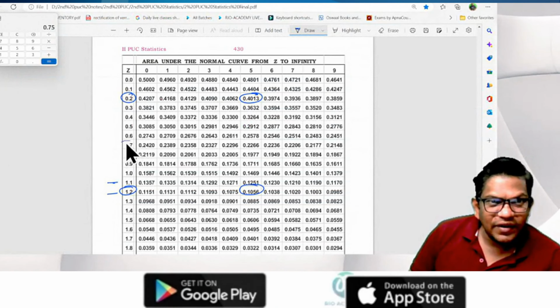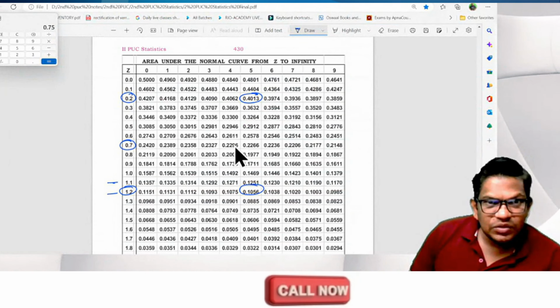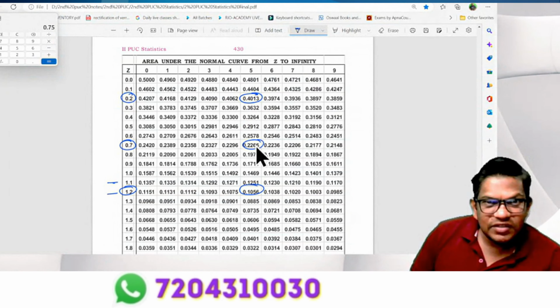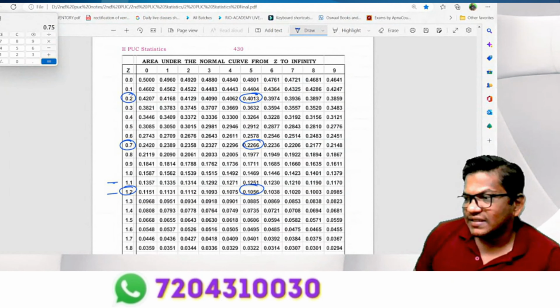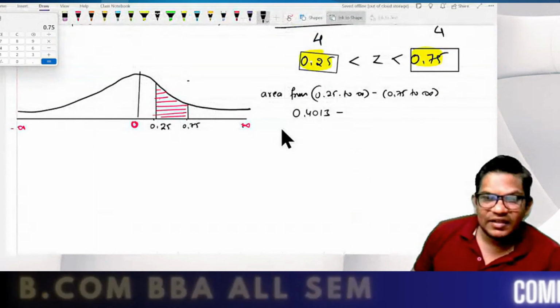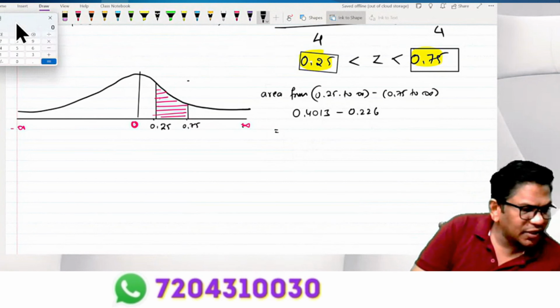0.75 ना? 0.2266. Yeah, here it is. 0.2266. ठीक है? So tell me the answer. कितना आएगा बताना बच्चा? How much is that? Hi Abdul, good morning बच्चा. 0.1747.